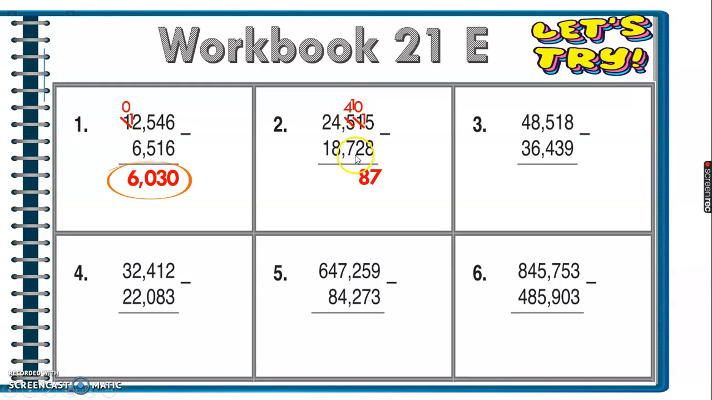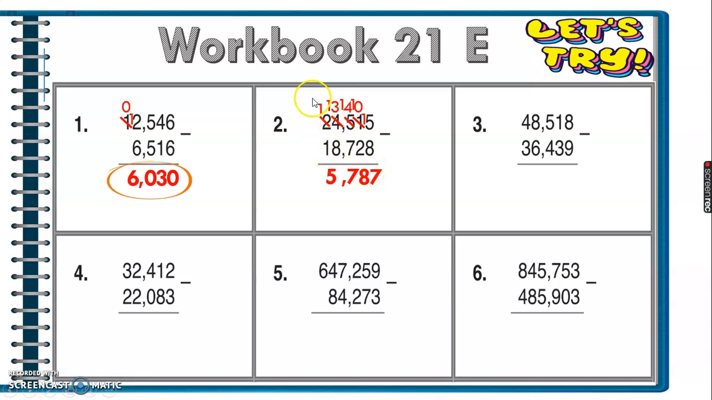4 minus 7 cannot be, so we can borrow from 4. 4 will be 3, and then 4 will become 14. So 14 minus 7 is equal to 7. 3 minus 8 cannot be, so we can borrow from 2. 2 will be 1, and then 3 will become 13. So 13 minus 8 is equal to 5.